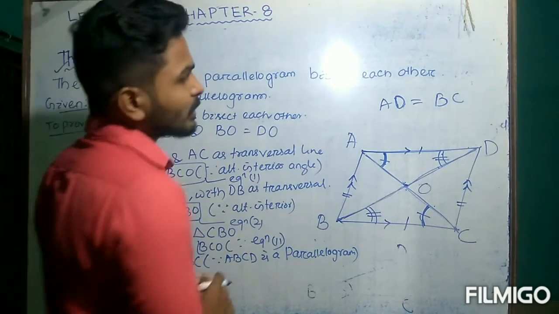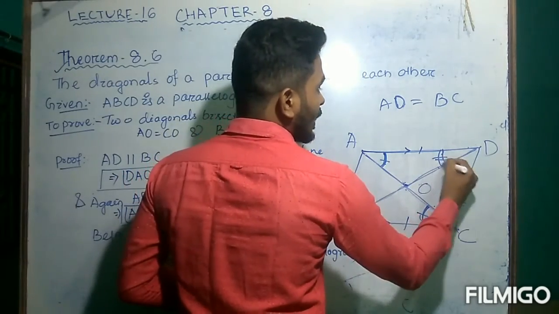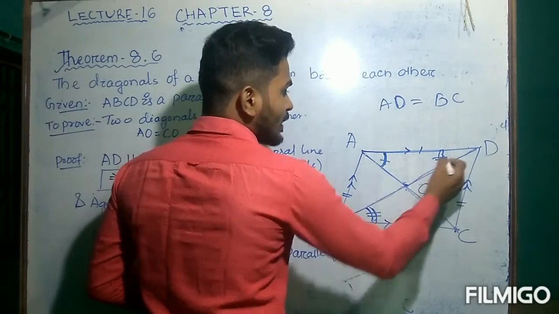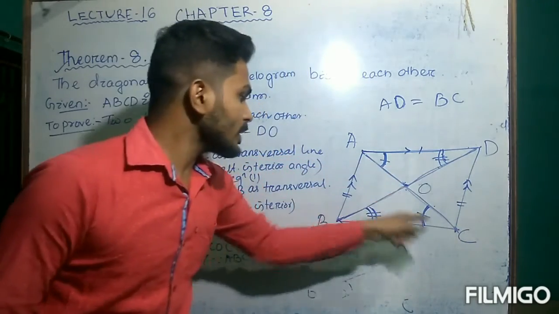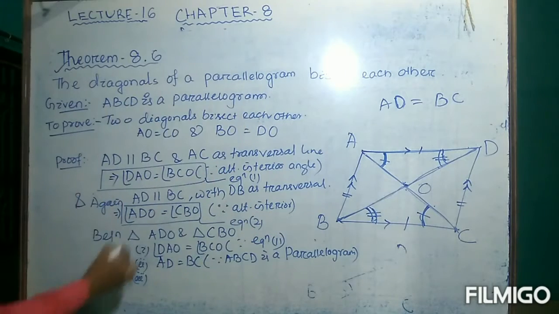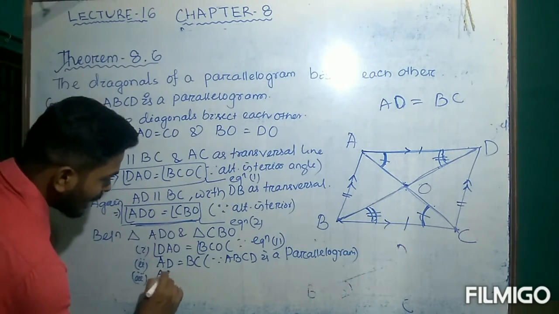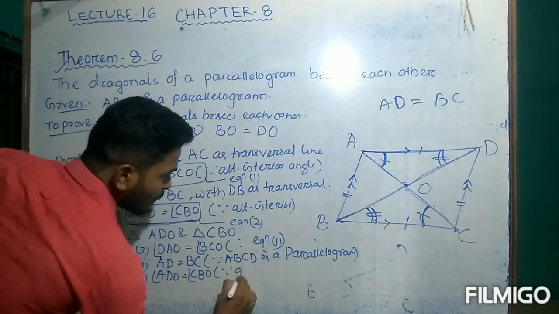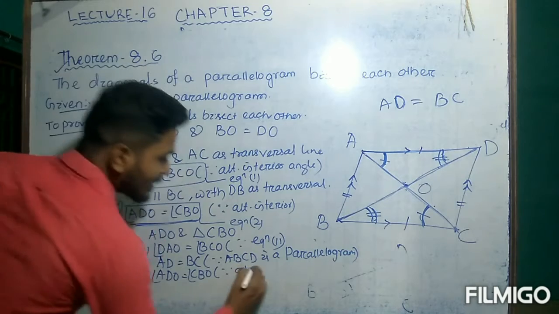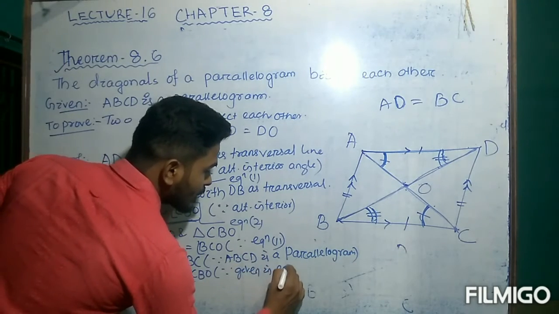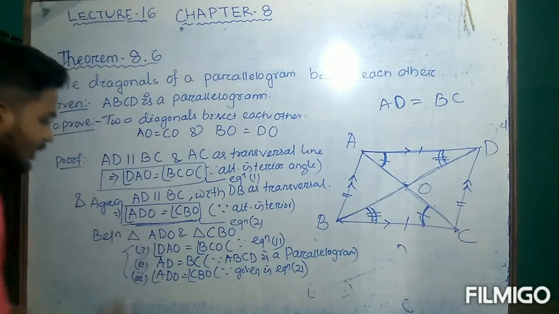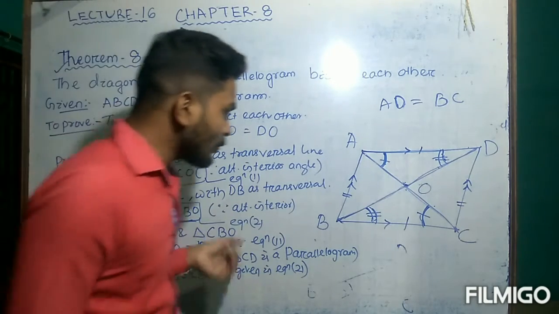Now coming to the third condition. For the triangle ADO, this angle, and for the triangle CBO, this angle, these two angles are equal. ADO is equal to CBO, since we have proved it in equation 2. So simply you can write ADO is equal to CBO, as it is given in equation 2. Understood? So here we have found three conditions. Let us verify to which congruency they follow.